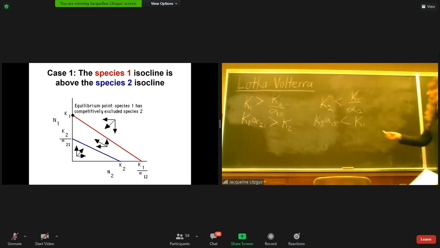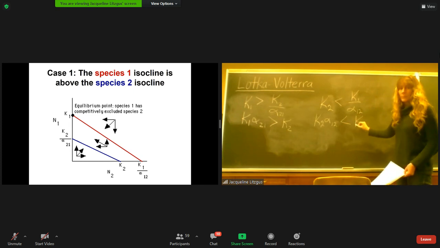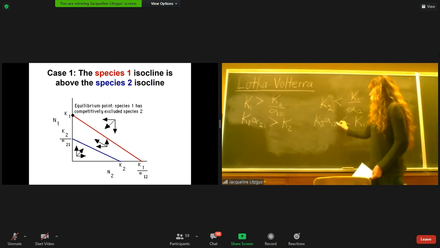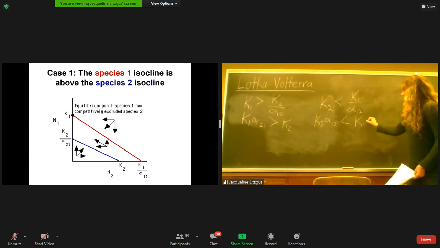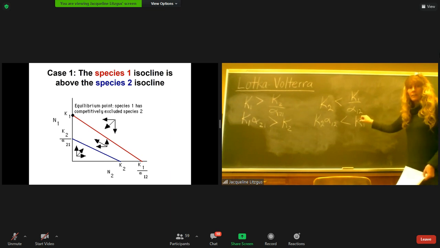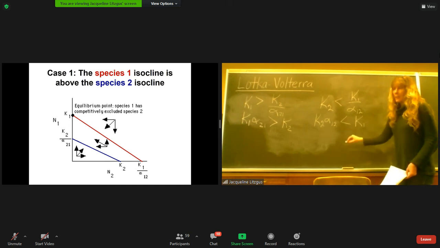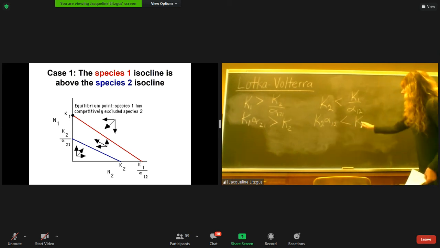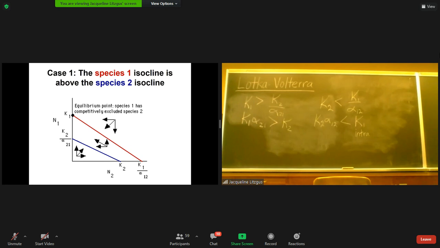Now we can interpret this as well. This is saying that the impact of species 1 on itself is greater than the impact of species 2 on species 1 when species 2 is at its carrying capacity. So species 1 is more worried about itself, intraspecific. Species 1 is not impacted much at all by species 2. That's on the less than side of the inequality. So you can see that species 1 is more regulated by intraspecific competition. I hope that makes sense. Species 1 is more impacted by intraspecific competition.